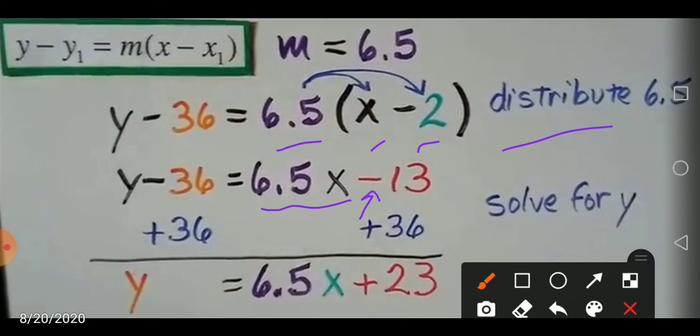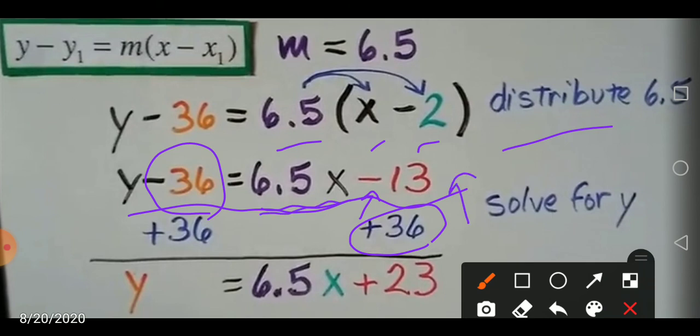And I have here y minus 36 equals this one. What should I do? Get rid of this by adding the additive inverse, which is positive 36, to both sides. I'll put the positive 36 below the negative 13, because here I have x, and these are the like terms. So to get rid of this, y equals 6.5x plus 23. This is how we simplified the equation.